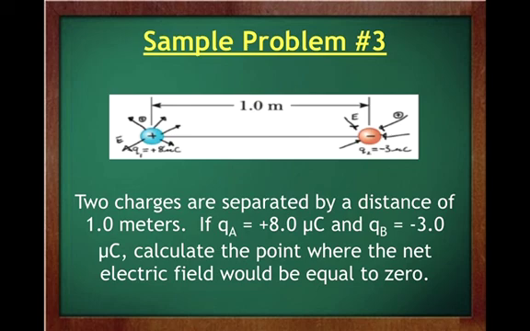Okay, so we've got example problem number 3. This one gets quite mathy, just warning you. But here we go. In this one, we have been given that two charges are separated by a distance of exactly 1 meter. If charge A is positive 8 microcoulombs and the charge on B is minus 3 microcoulombs, calculate the point where the net electric field would be 0.